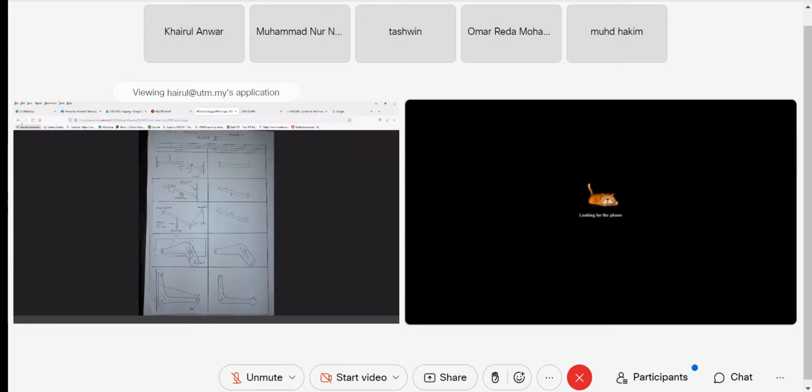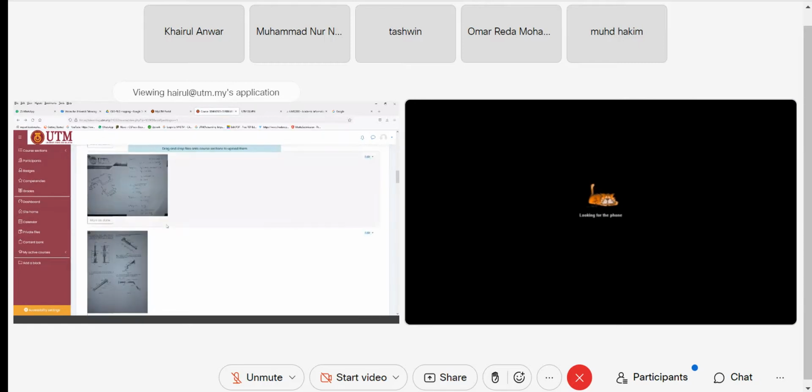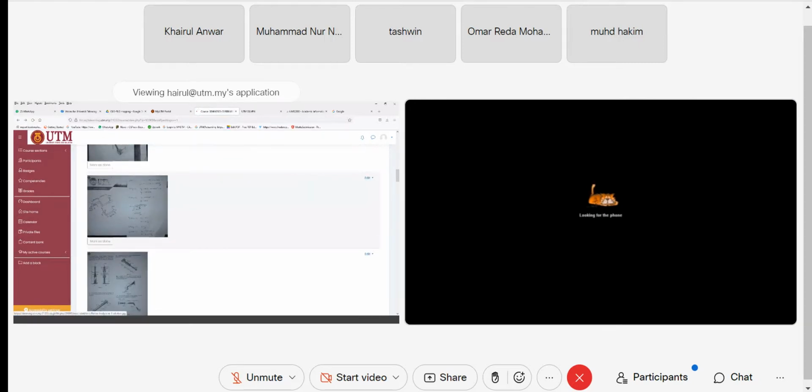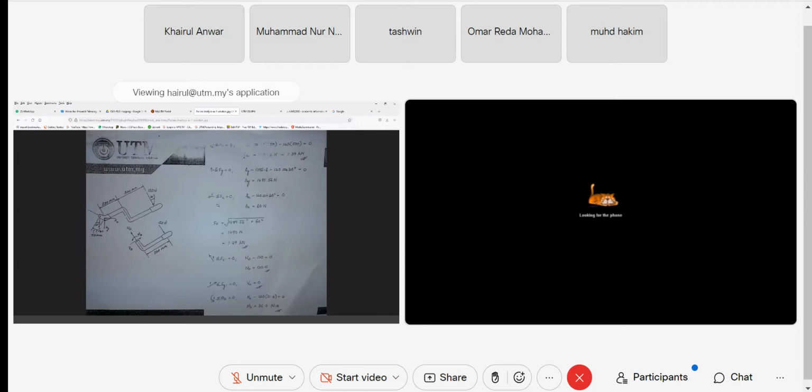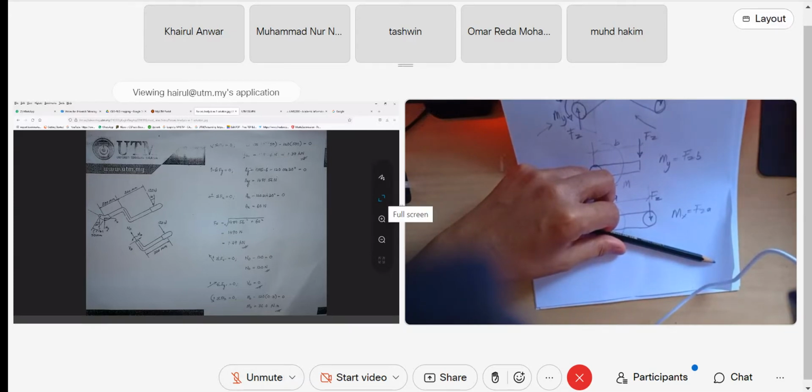Ada banyak exercise you boleh tengok. I don't want to discuss, I put in e-learning macam this one. Okay, if you can see my e-learning, boleh nampak kelas. Macam ni dia cari what the reaction dekat this thing. You tengok this card, we have force analysis.